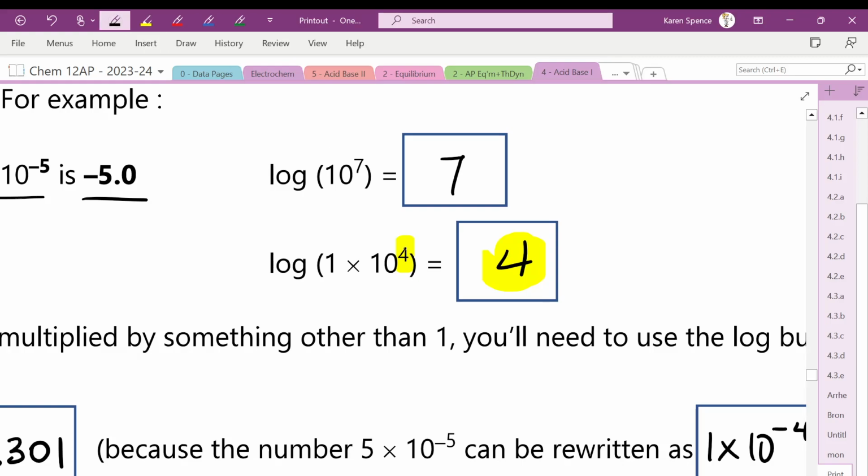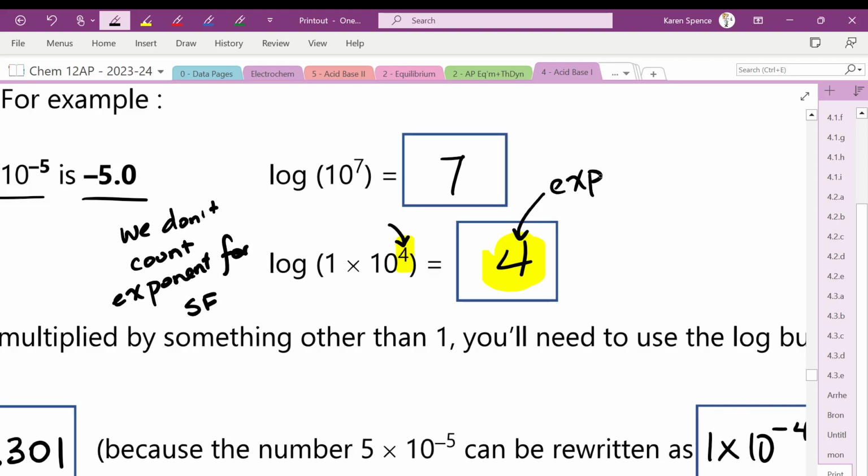Now, do we count the exponent when we're counting sig figs? No, we don't count the exponent when we're counting sig figs. And guess what that number 4 is? That number 4 is the exponent. Yes? So the number in front of the decimal is the exponent.